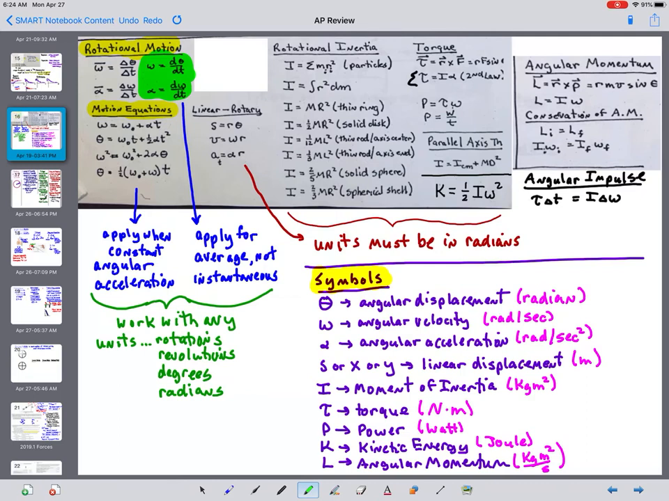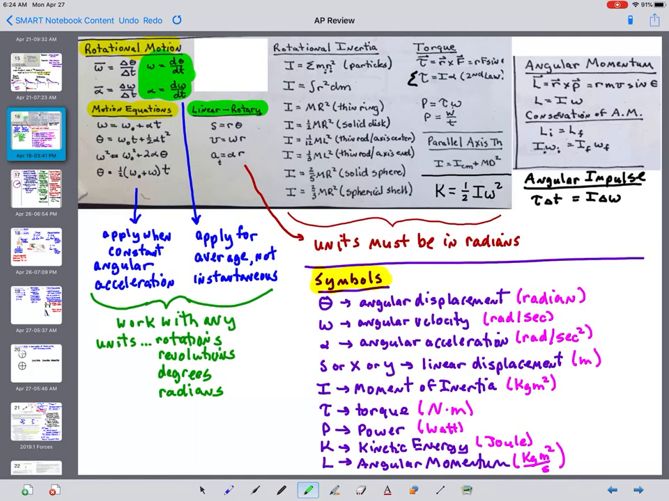Relating linear and rotational motion, right there. Your units do have to be in radians for that, and pretty much everything, the rest of the relationships over to the right of that, you will need to be in radians. It's only really your average equations and your motion equations that will work for any units.